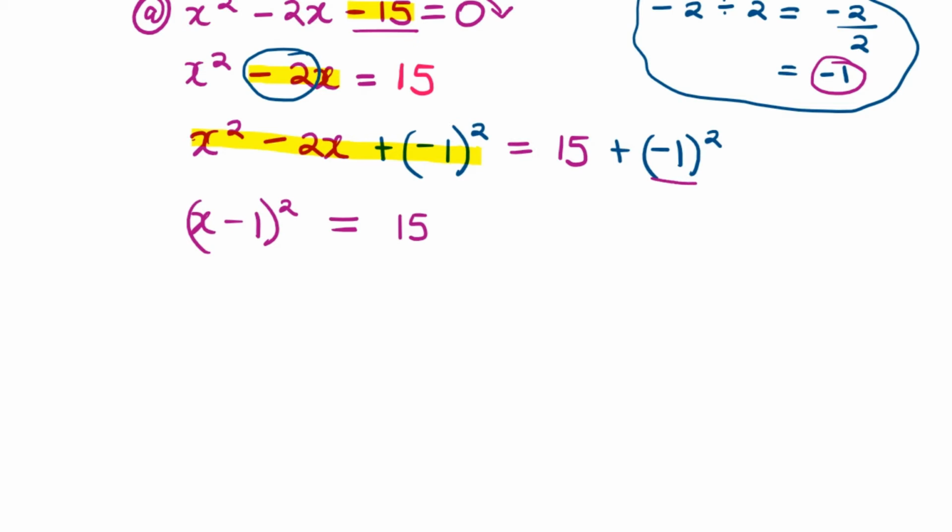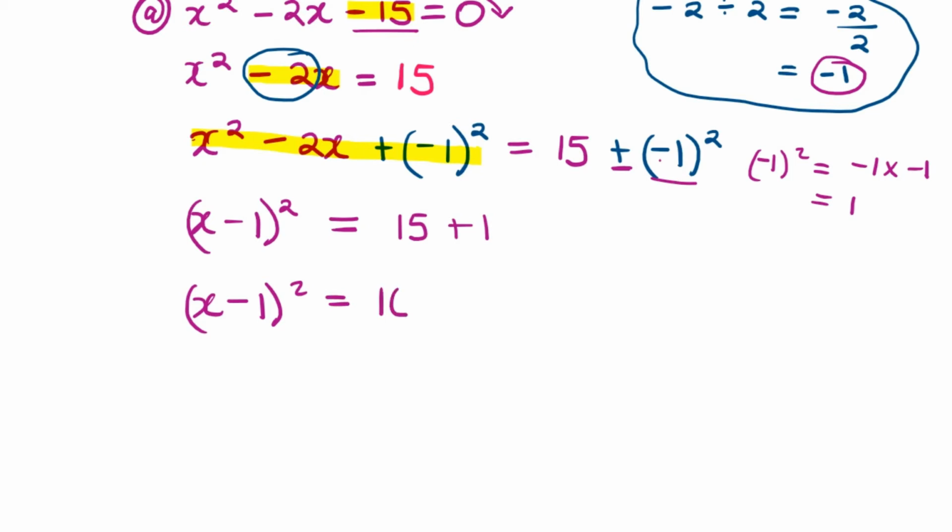So here for negative 1 squared, I said it's the same as negative 1 times negative 1, which will give us a positive 1, because negative times negative is positive. 1 times 1 is 1. So a positive times a positive is just plus 1. Then we have x minus 1 squared is equal to 16.